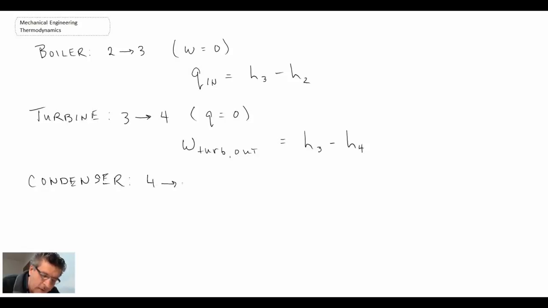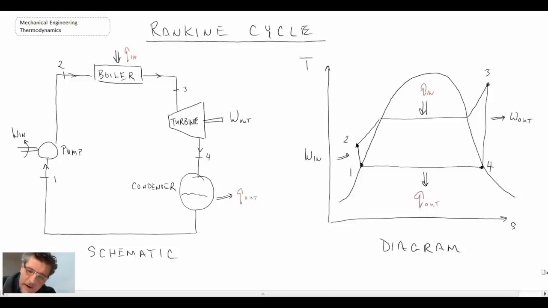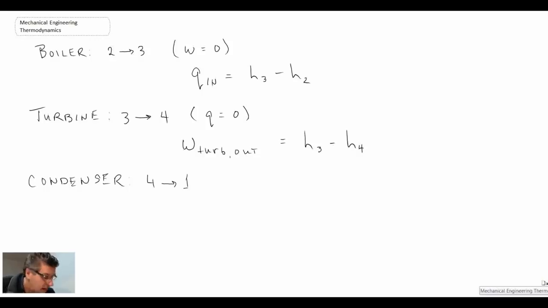The final thing that we have is the condenser. For that, we're going from state 4 to state 1, going back here. This is the operation of the condenser. It's basically heat rejection. We're going through a phase change. In an ideal world, we go from saturated vapor down to saturated liquid. Consequently, there's no work in the condenser. However, there is heat transfer. The heat transfer is leaving the system, and that would be the enthalpy at 4 minus the enthalpy at 1.